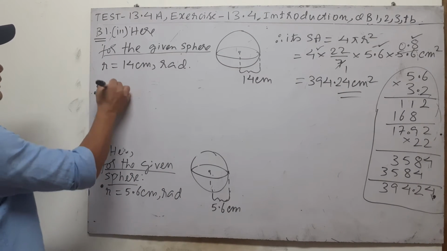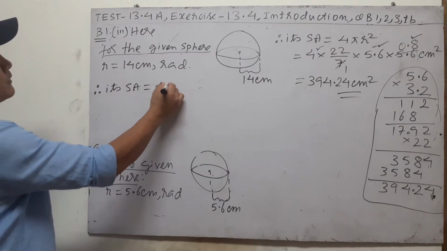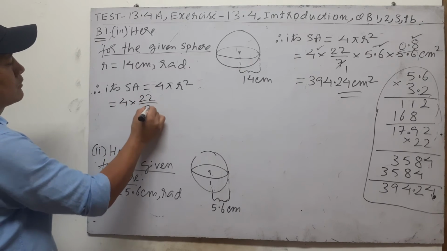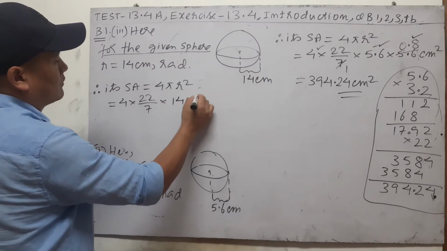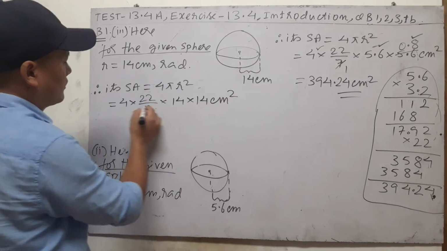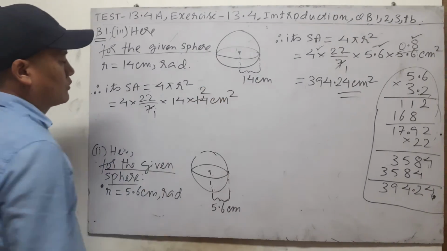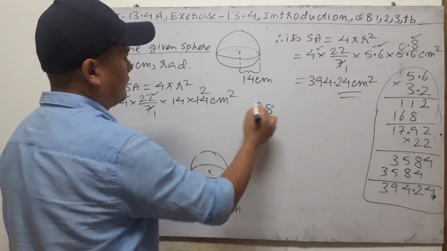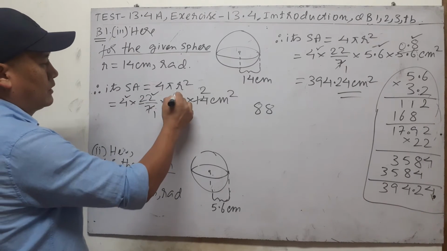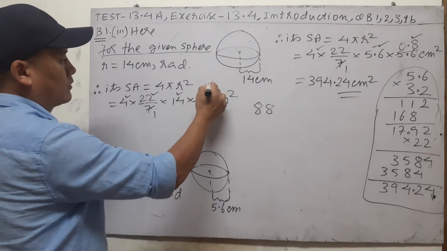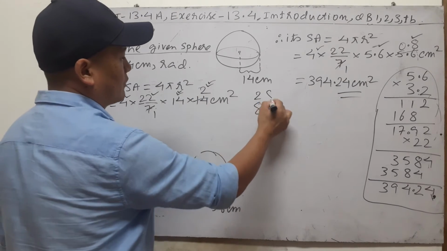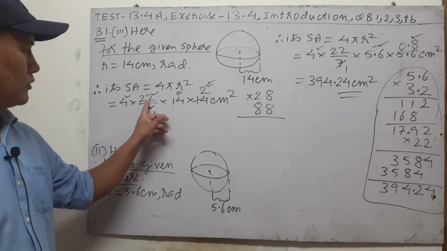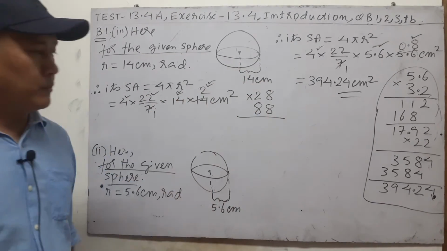Therefore, its surface area is 4 pi r square. So that is 4 into 22 by 7 into 14 into 14 centimeter square. So 7 ones are 7, 7 twos are 14. 4 into 22 is 88. Very simple. 4 twos are 8, 4 twos are 8. Then 14 into 2 is 28. So we can multiply those two and that will be your answer. 14 into 2, 28. 4 into 22, 88. So when you multiply these two, that will be the answer.